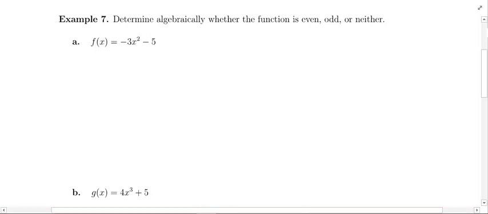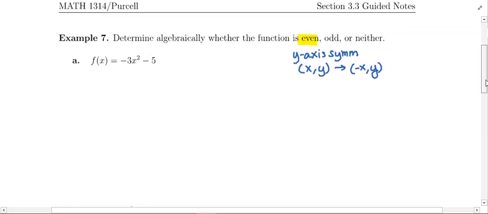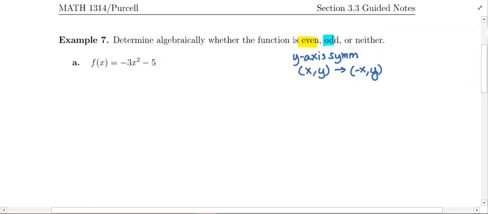So if we're trying to figure out if the function is even, that means the function is going to have y-axis symmetry. And so the test would be, if we start with a point (x, y), then since we're testing for y-axis symmetry, y would stay put, and we're going to replace x with negative x. And if we were testing to see if the function is odd, that means we're testing the function for origin symmetry. So if we start with a point (x, y), then we have to replace both variables. We have to change x to negative x and then y to negative y.